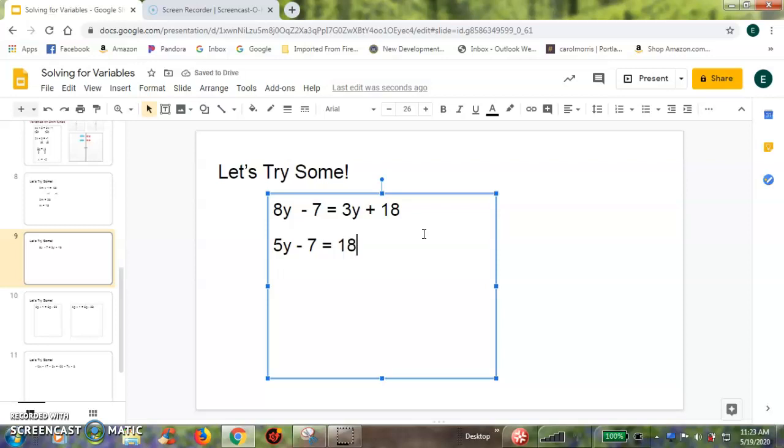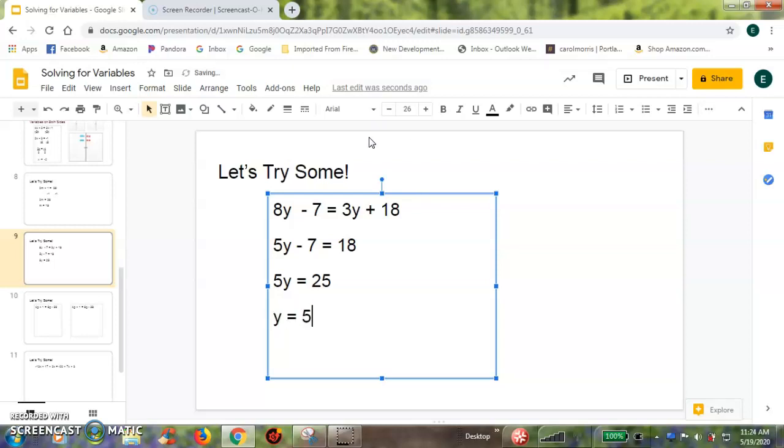Now I'm back to one variable. So I want to get rid of the -7 first. So then I would have 5y. I'm going to add 7 to both sides. So that would be equals 18 plus 7 is 25. And then I'm going to divide both sides by 5. So I'd be left with y equals 5.